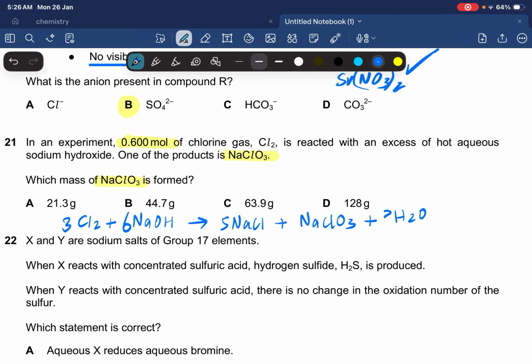I added 3 here. Am I balanced? I think I'm balanced now. Okay. Cl2 is reacted with an excess of hot aqueous sodium hydroxide. One of the products is NaClO3. What mass of NaClO3 is formed?